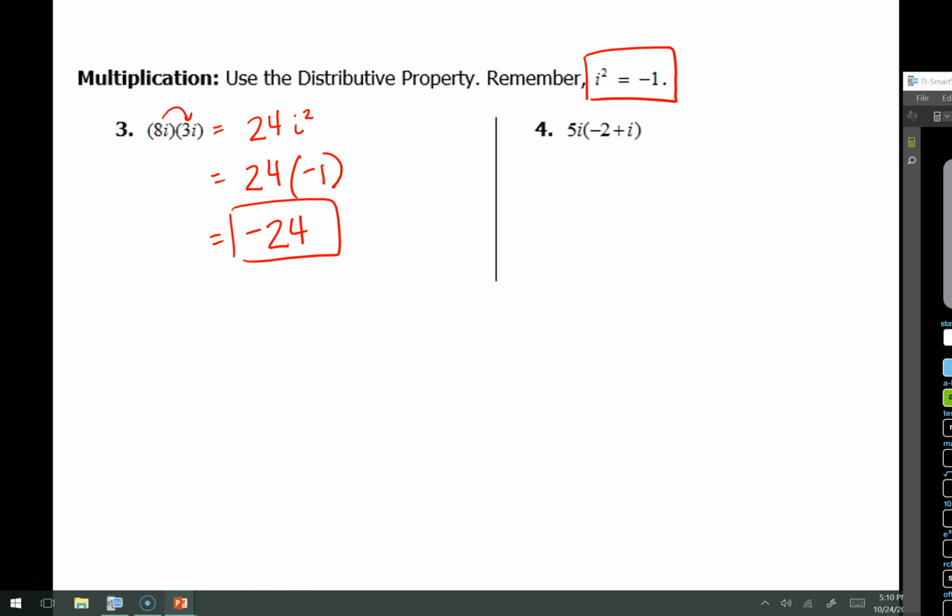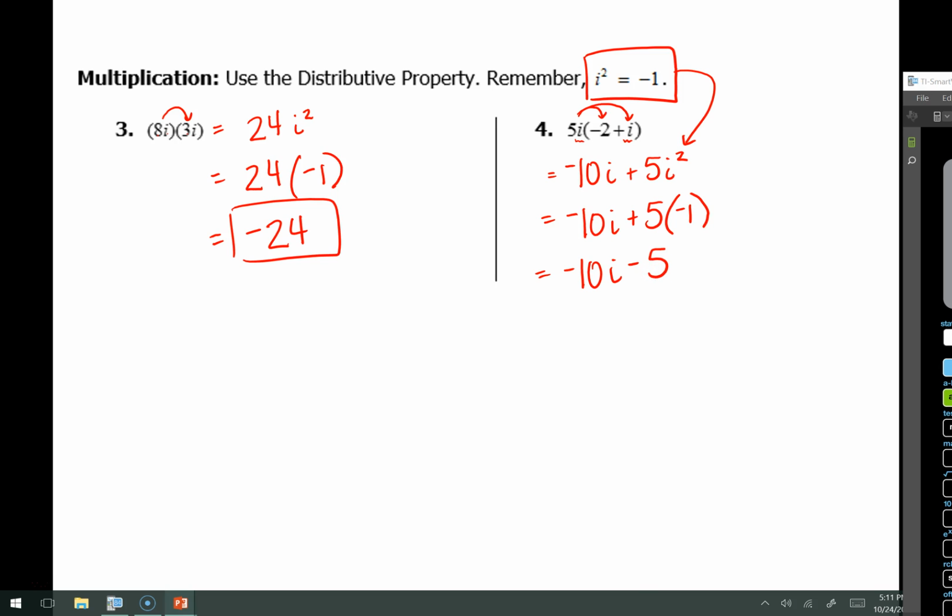Look at number 4 now. This one has 5i times a complex number, negative 2 plus i. So we're going to take that 5i and we're going to distribute it to both things in parentheses now. 5i times negative 2 is negative 10i, and 5i times positive i is positive 5i squared. Don't forget to multiply the i times the i. I have some substitution I need to do by using that definition. This i is stuck. There's nothing else I can do with it, so I'm going to leave that negative 10i. But this 5i squared is going to change to 5 times negative 1, which is negative 5, so I have negative 10i minus 5.